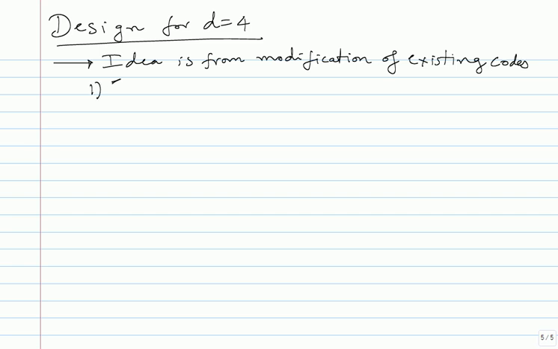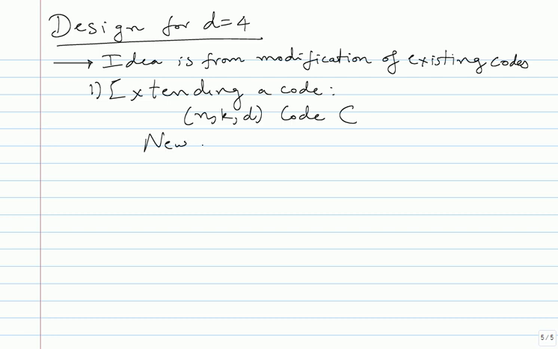The first modification is what is called extension. Extending a code. Suppose I have an n, k, d code C. I will make a new code which I will call C e. It means C extended. Okay, let me write it down carefully.